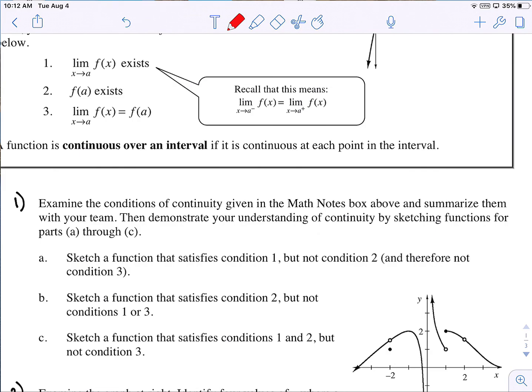I want you to sketch a function that satisfies condition 1, meaning the limit exists, but not condition 2, meaning the point does not exist. So that means that condition 3 doesn't work either because it fails part 2. Okay, and then for part B, I want you to sketch a function that satisfies condition 2, that the point exists, but not 1. So that means the limit doesn't exist, even though the point does. And then finally, for part C, sketch a function that satisfies condition 1 and 2, that the limit exists, the point exists, but not 3. Those two values are not the same. I actually want you to pause and go do that now.